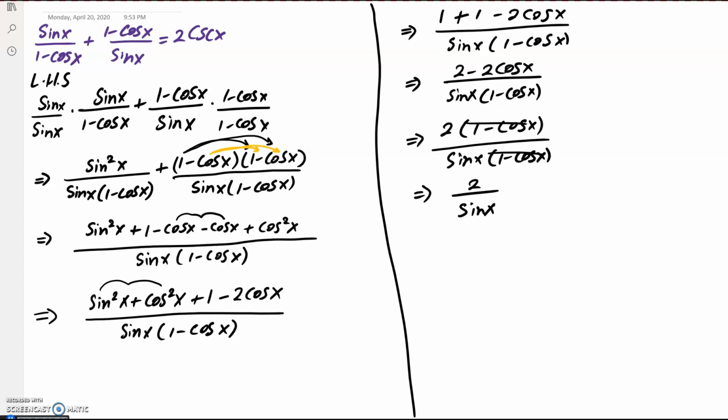And we know the identity that 1 over sine x is cosecant x, so this thing will change into 2 cosecant x. Now look, this part and this part, we got the right hand side. So we proved this identity.